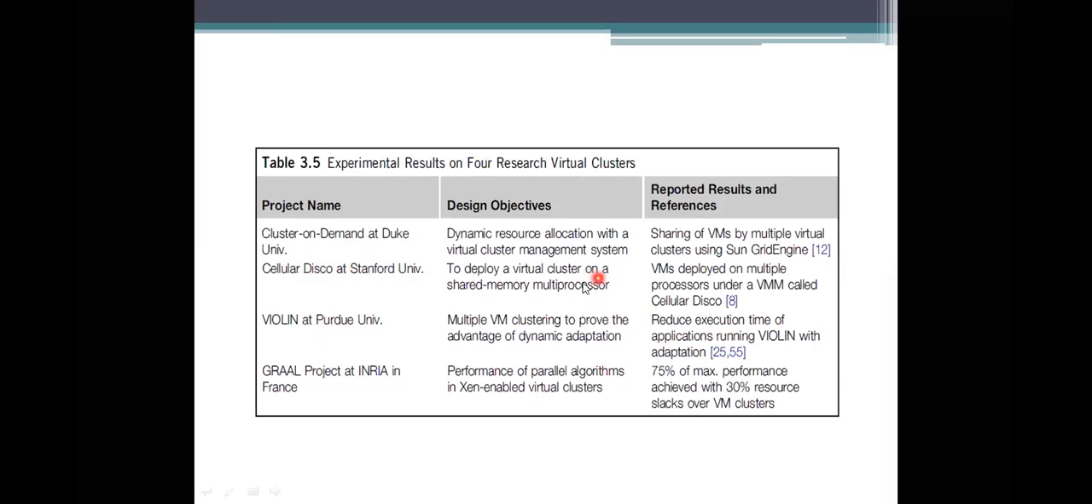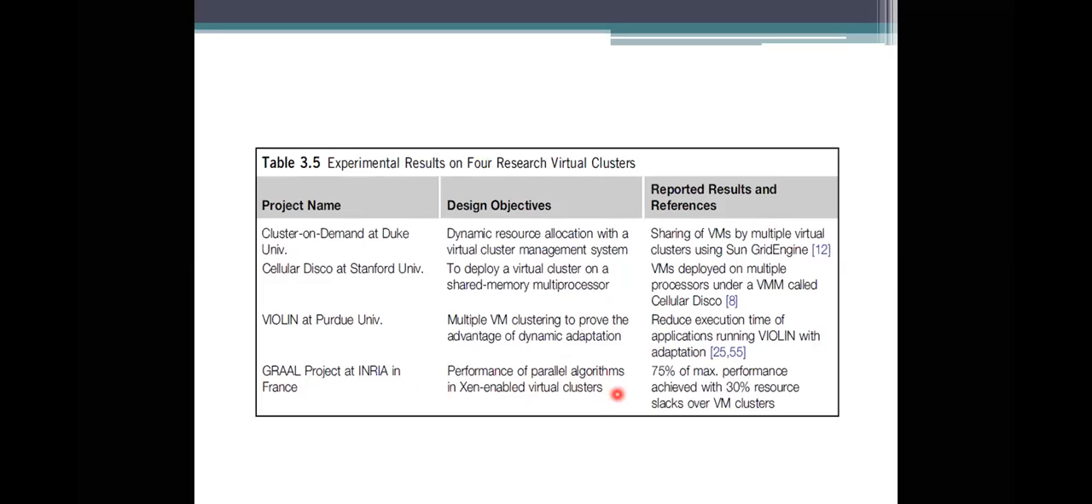So here what we are doing is we are making this virtual cluster available on the shared memory in a multiprocessor environment. Also, we have the Graal project. What it is doing is taking the parallel algorithms which are used for making the performance high when you are using the virtual clusters. That is a Linux enabled one.